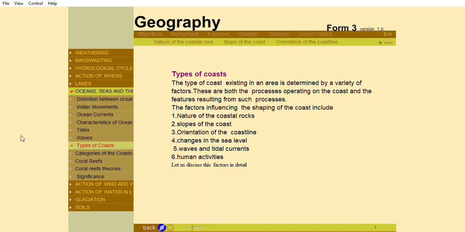Types of coasts. The type of coast existing in an area is determined by a variety of factors. These are both the processes operating on the coast and the features resulting from such processes. The factors influencing the shape of the coast include nature of the coastal rocks, slopes of the coast, orientation of the coastline, changes in the sea level, waves and tidal currents, and human activities. Let us discuss these factors in detail.